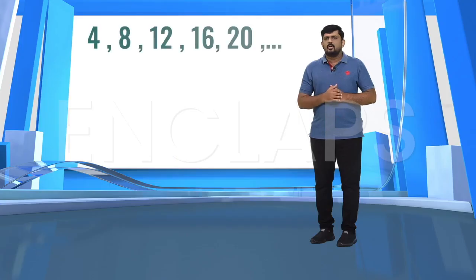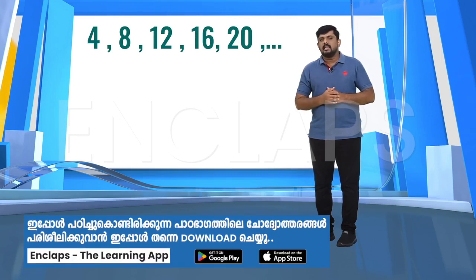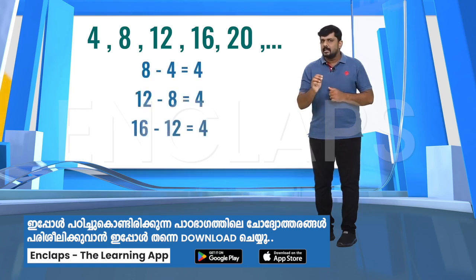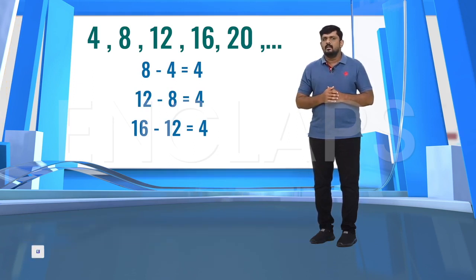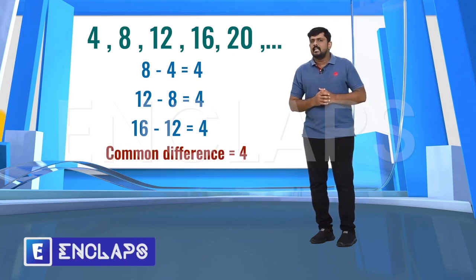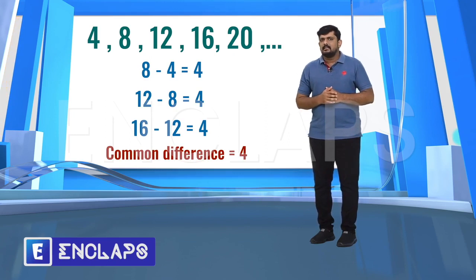The multiples of 4 can be written as 4, 8, 12, 16 and 20, etc. If we subtract any term from the following term, we will get the answer as 4. That is, 8 minus 4 is 4, 12 minus 8 is 4, 16 minus 12 is 4 and so on. That is, the common difference here is 4. So it can be said that the given sequence is an arithmetic sequence of common difference 4.